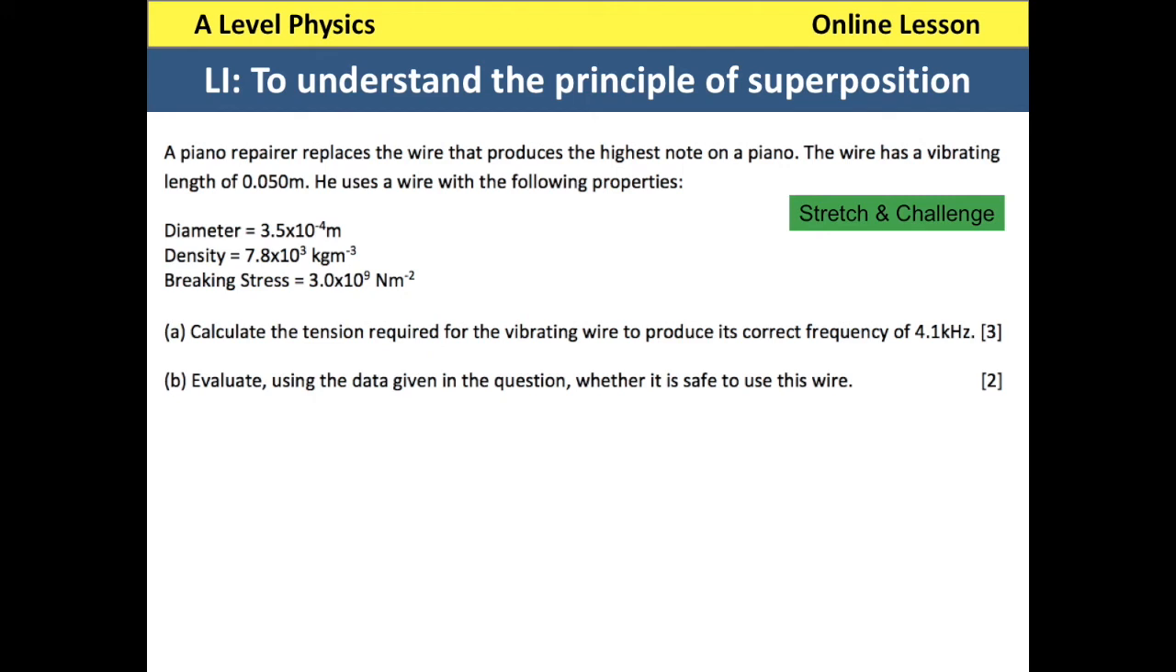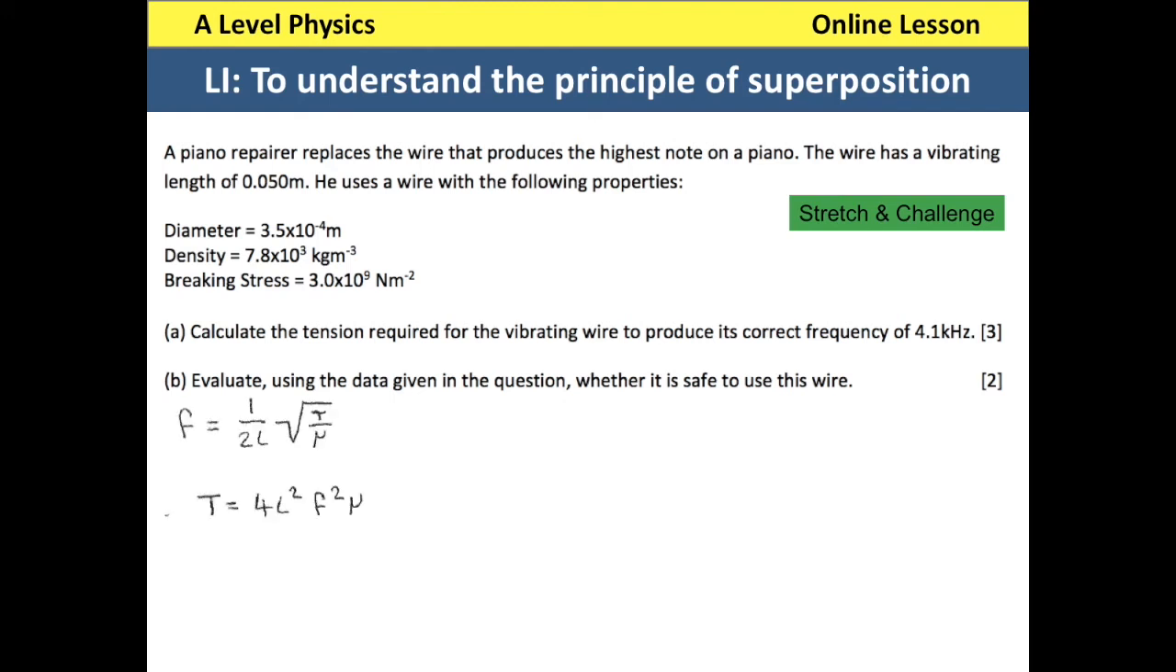Its diameter is 3.5 times 10 to the minus 4 metres. Its density is 7.8 times 10 to the 3 kilograms per metre cubed, and the breaking stress of the wire is 3 times 10 to the power of 9 newtons per square metre. We want to calculate the tension required for the vibrating wire to produce its correct frequency of 4.1 kilohertz. We'll assume that it's producing that in its first harmonic.